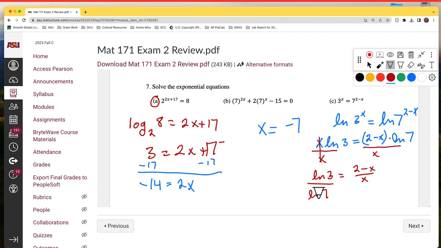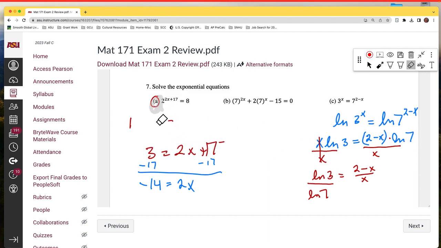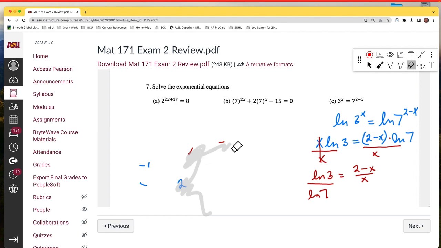Well, you can distribute this x, both dividing, right? So if you do that, let me erase the other one. I'm going to give myself some room.